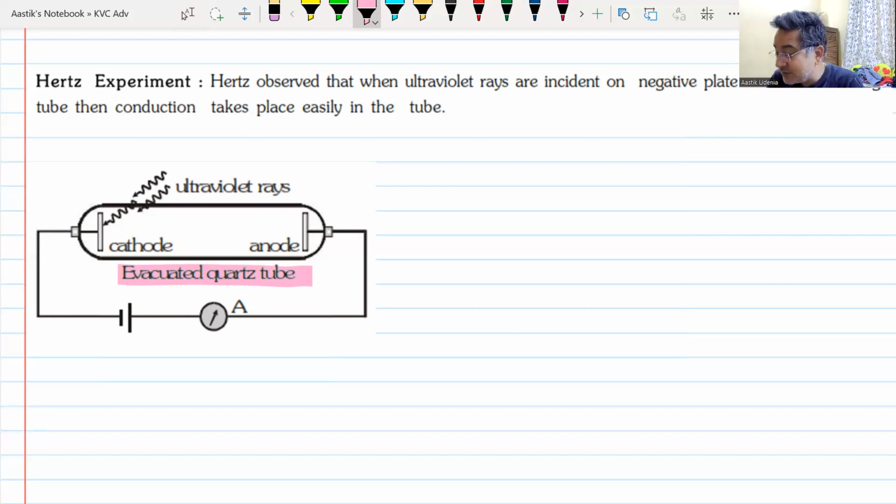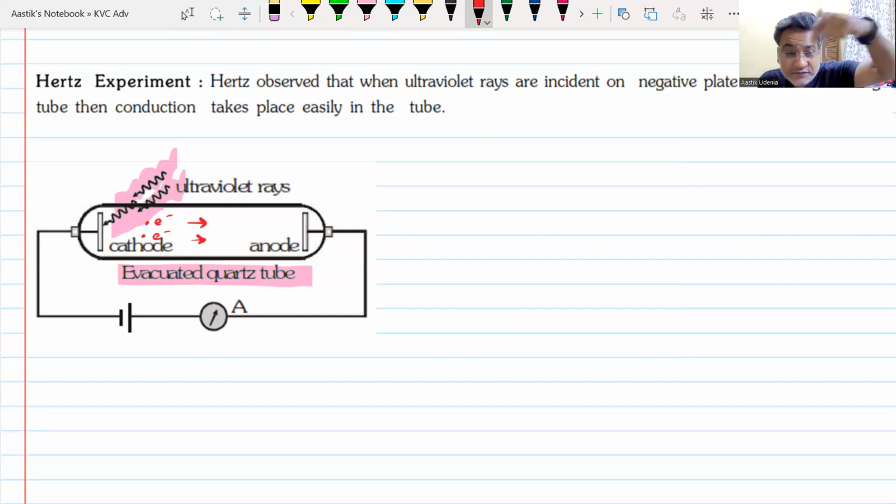And what is this? These are ultraviolet rays having sufficient energy. And when they strike this surface, what happens? Electrons are emitted, and they start moving towards the anode, and a current is established in the circuit. So from here, you observe this phenomenon, which is known as the photoelectric effect.